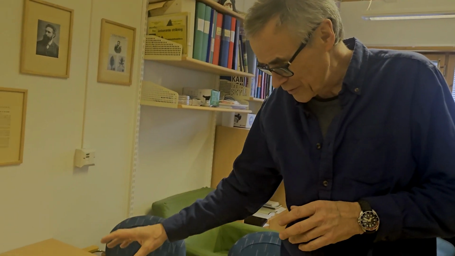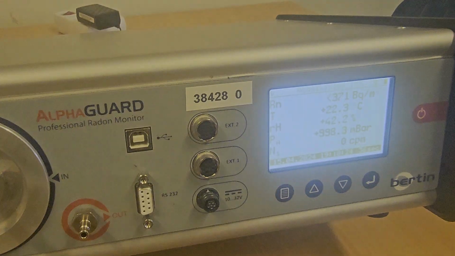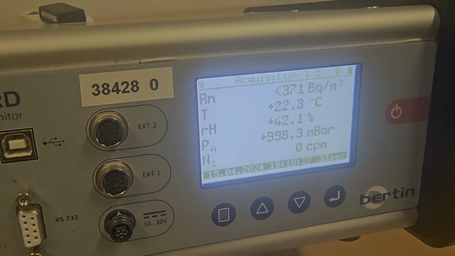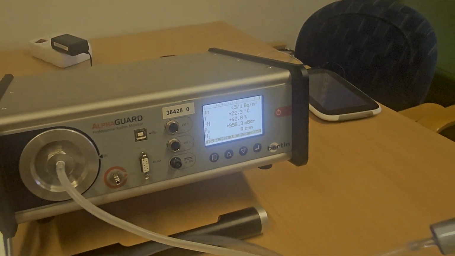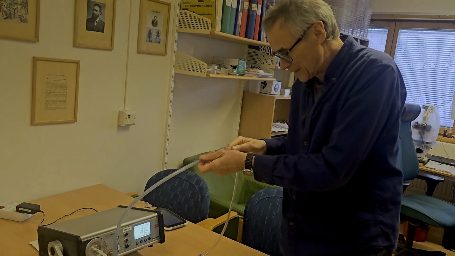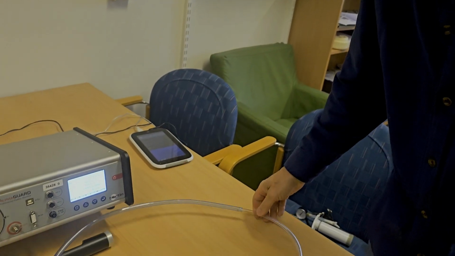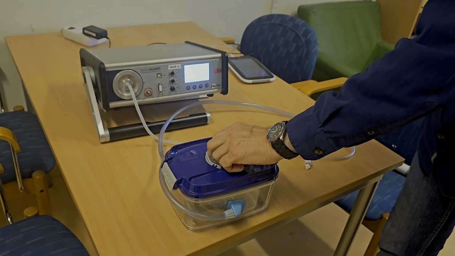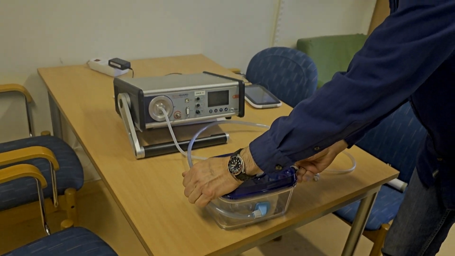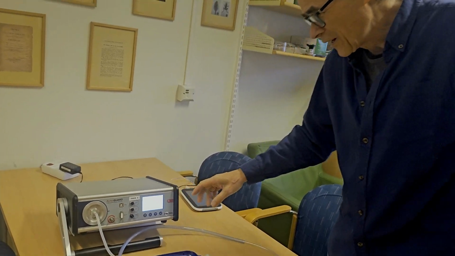In order to measure this, we have here an AlphaGuard radon meter, and right now it shows us the background, and you see the background is 375 becquerels per cubic meter. So what we do now is I will attach the AlphaGuard to the tube from the radon box, and I will open the lid a little bit so that air can flow in, and we will watch now what activity of radon AlphaGuard will measure.